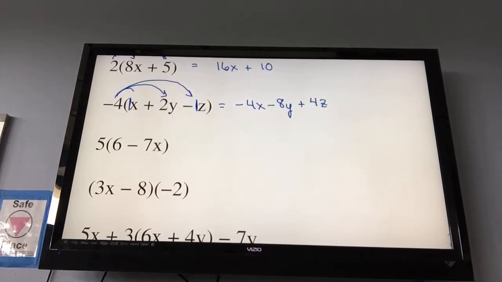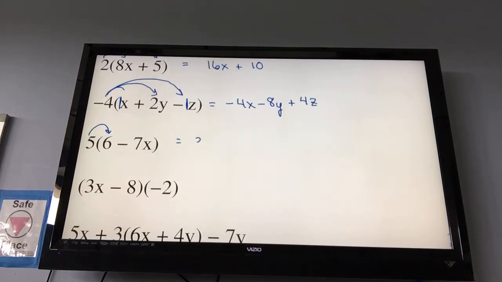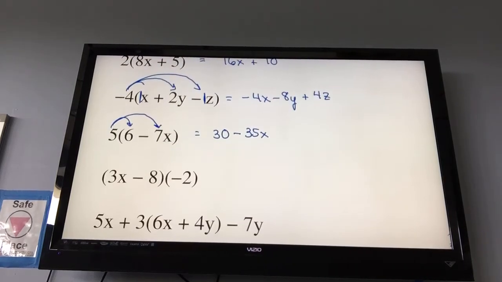All right, my next one. Positive 5 times positive 6 is positive 30. Positive 5 times minus 7x is a minus or negative 35x. So again, watch your signs. Now, these do tend to be more missed because the number is coming behind the parentheses, but it's still the same thing.